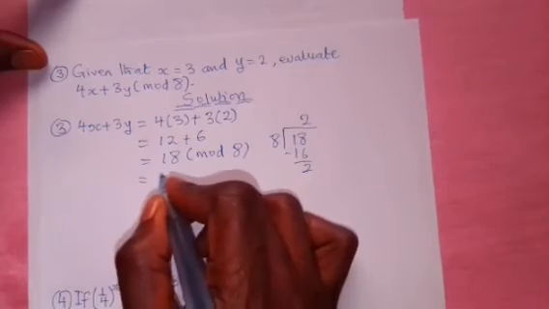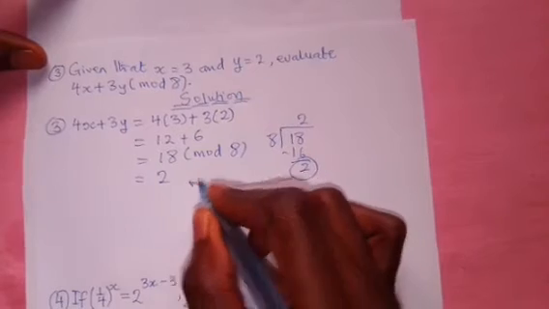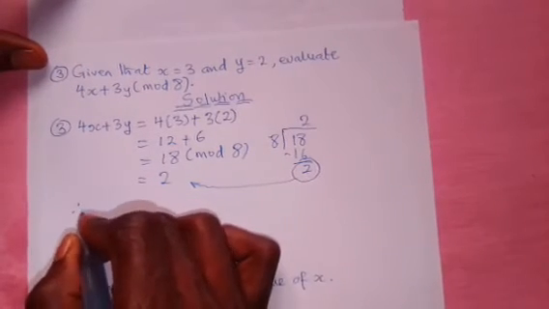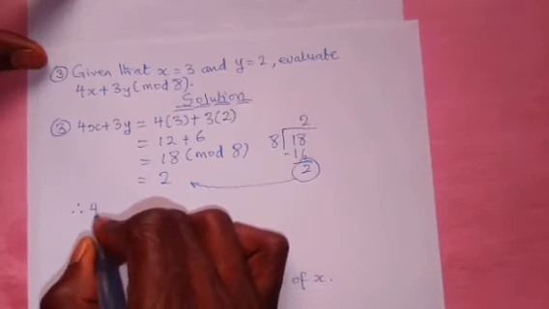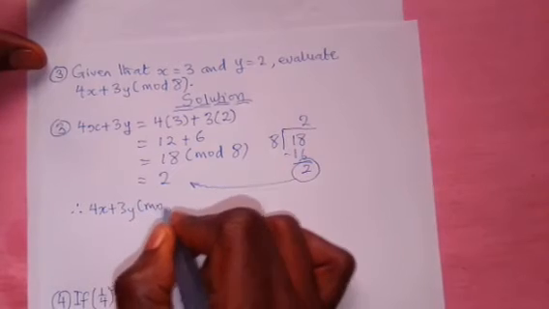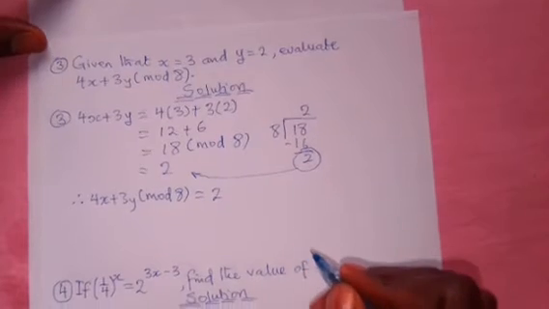So you come here to write down the remainder, which is the 2. We transfer it here and put it here as a final answer. Okay, so we can say conclusively that 4x plus 3y mod 8 will give us 2. All right, so that's what we can conclude.